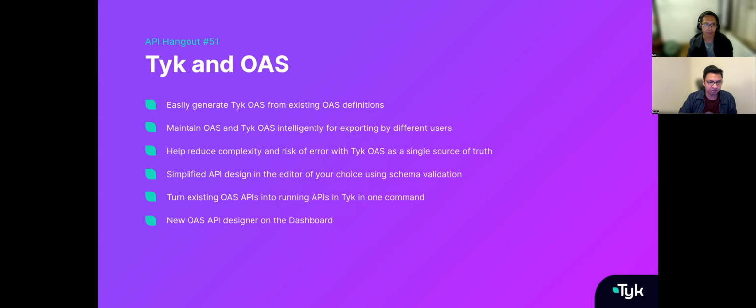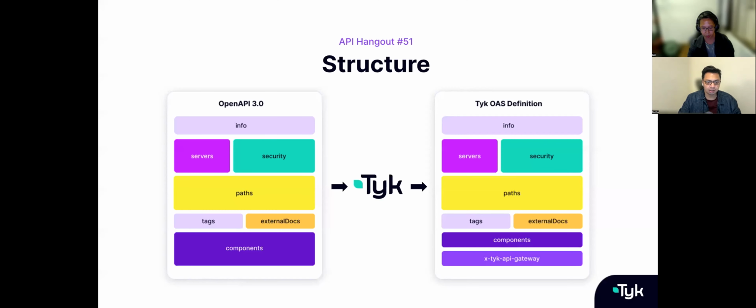The simplified API design comes into play with the editor of your choice, as you will see in a short while, using schema validation. We've got turning existing OAS APIs into running APIs in Tyk in one command. Again, you'll see a lot of these in practice shortly. It's better that you see this in action as opposed to me trying to explain this to you. But the idea here is we've tried to make it as simple as possible when it comes to building, creating, and importing OAS documents and adding a design-first approach to API management. This is what we have done.